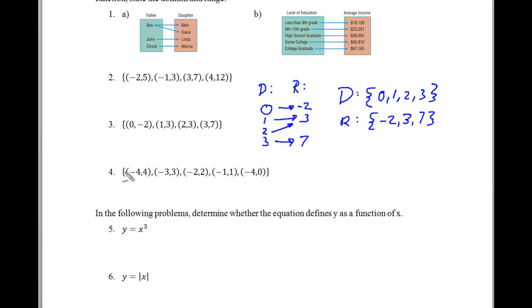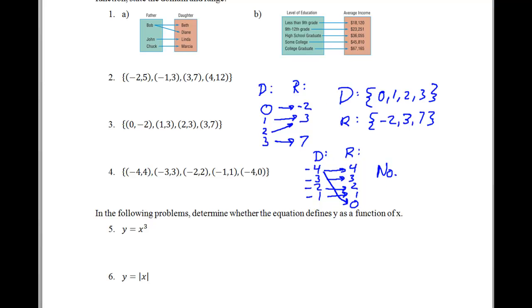Now, looking at this here, we've got our domain and range. And something funny is going to happen here. I got my -4 going to 4, -3 going to 3, -2 going to 2, -1 going to 1, and I have -4 also going to 0. So here I have a situation where one element of my domain is going to 2 elements in my range. Therefore, this is not a function because this would violate my rules about functions.